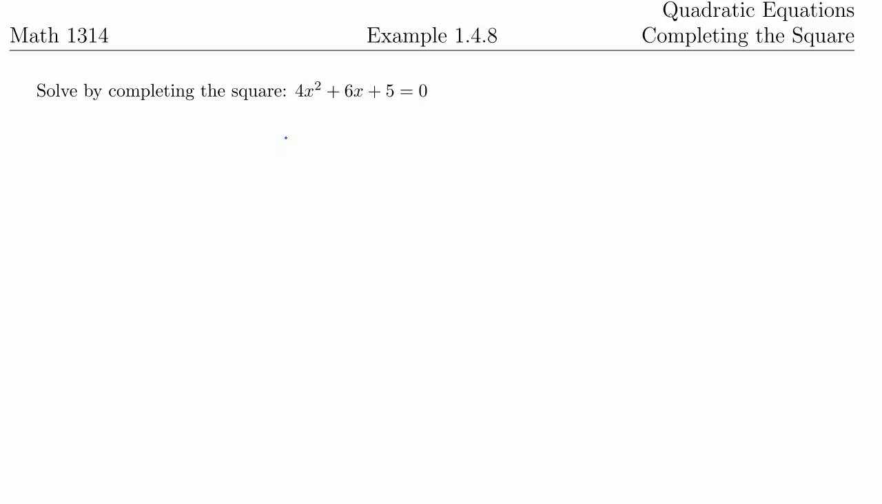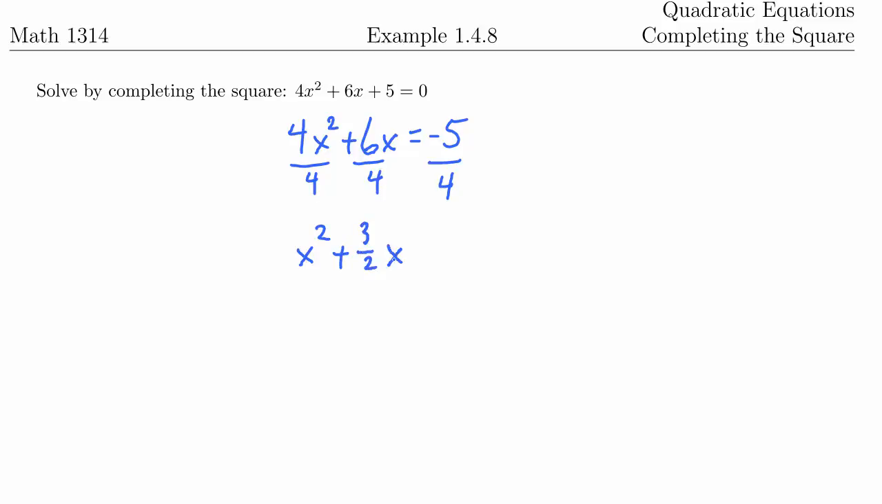So the first thing I want to do is subtract 5 from both sides. That gives me 4x squared plus 6x equals negative 5. At this point, I want a 1 in front of x squared, so I'm going to divide everything by 4. When I do that, I get x squared plus 6/4 simplifies to 3/2 x is equal to negative 5 over 4, which does not simplify.